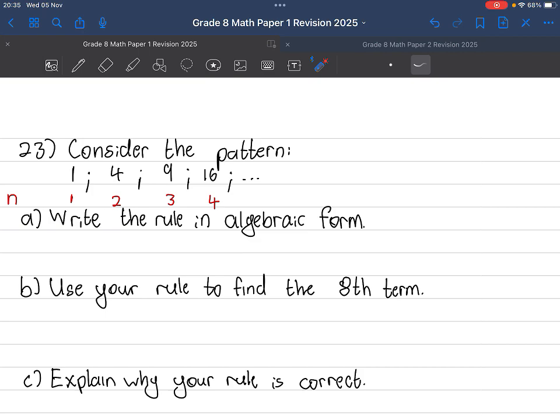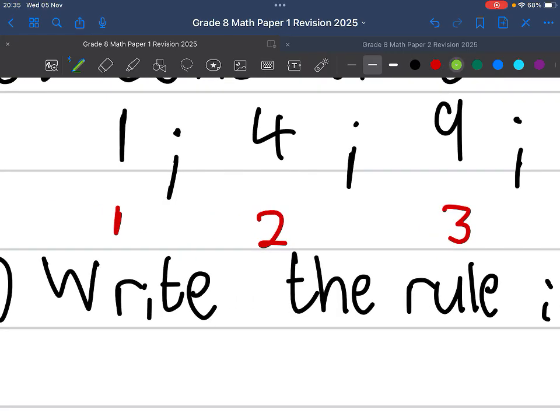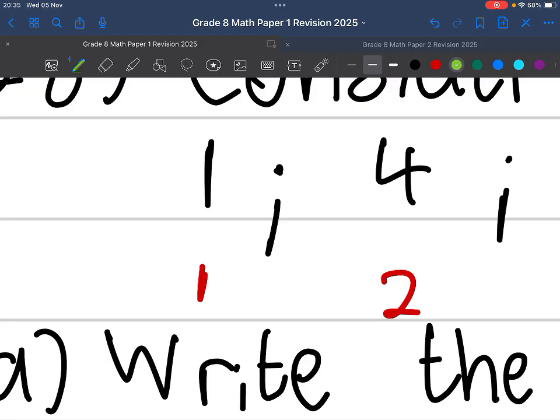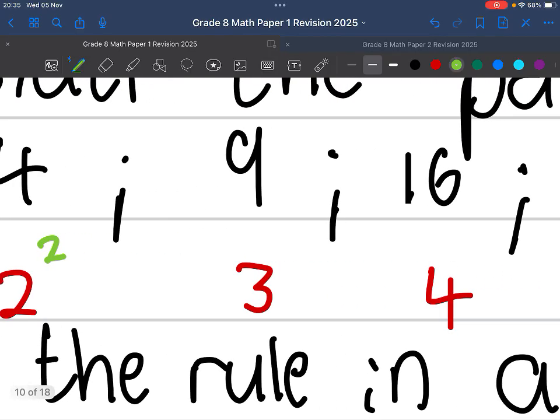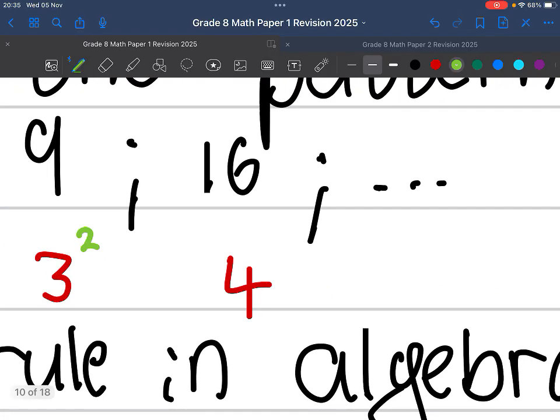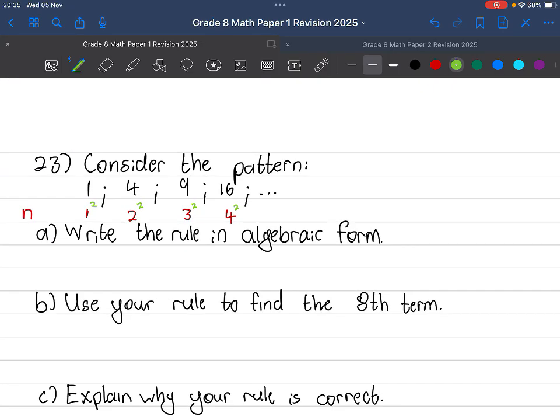What does that mean? It means that we are considering the position of each term. So for example, the first term is term 1. If you square this, 1 squared is equal to 1. The second term is term 2. 2 squared is equal to 4. 3 squared is equal to 9. 4 squared is equal to 16. So we are just squaring the position of the term. So the way we can write this is Tn equals n squared. Basically, we're squaring the position. The term is equal to the position of the term squared.